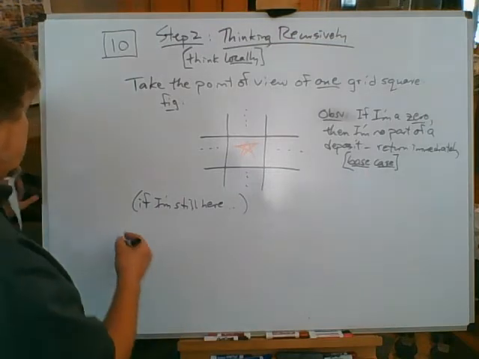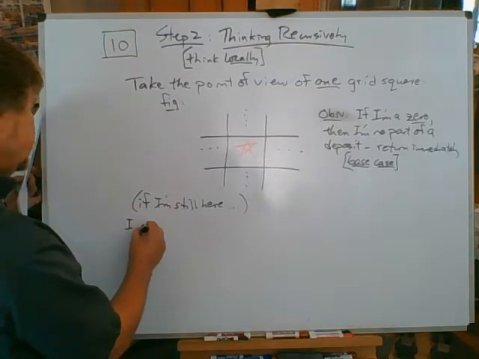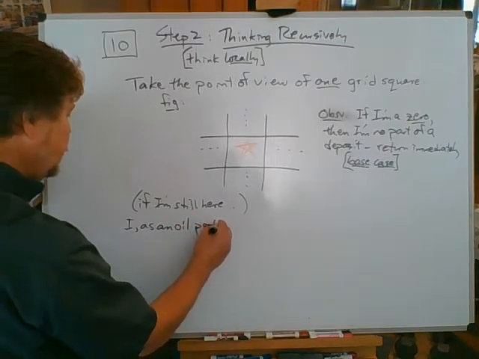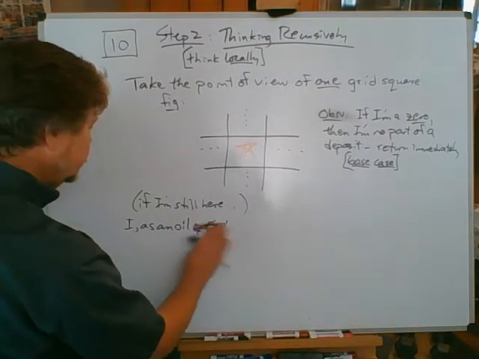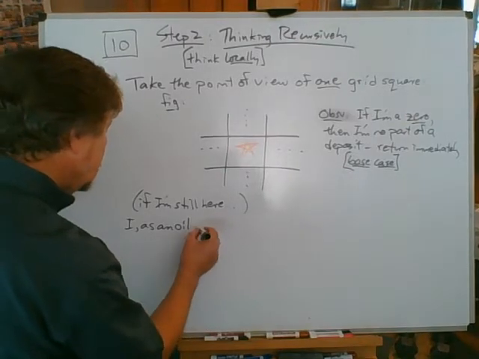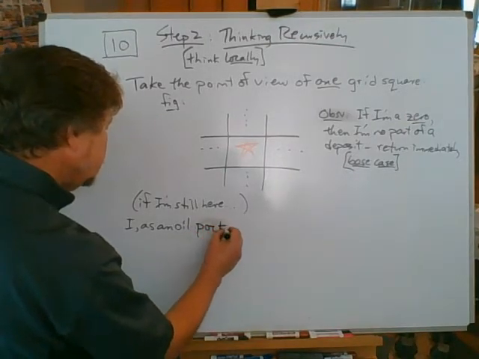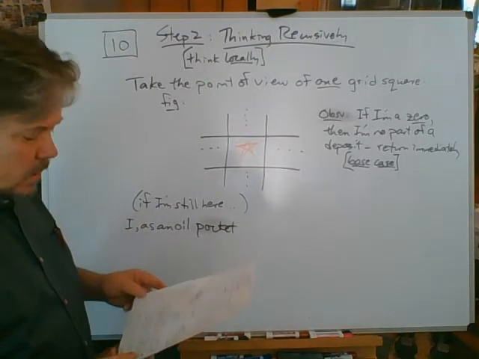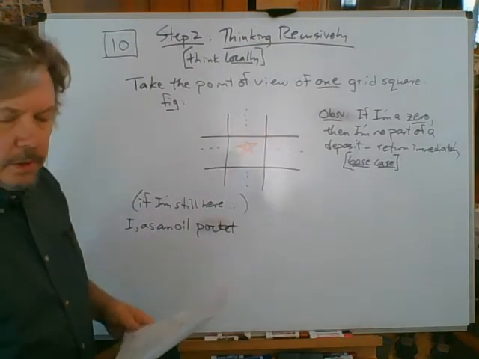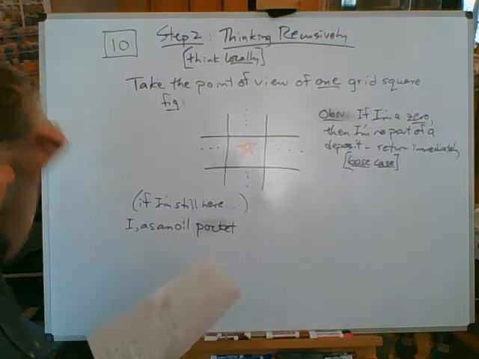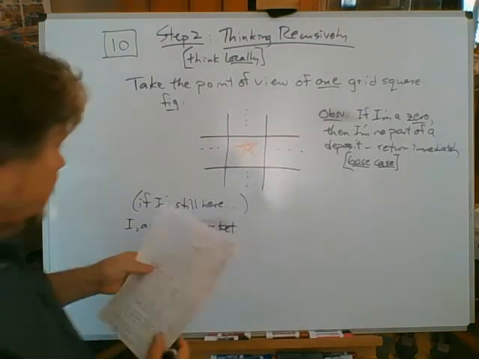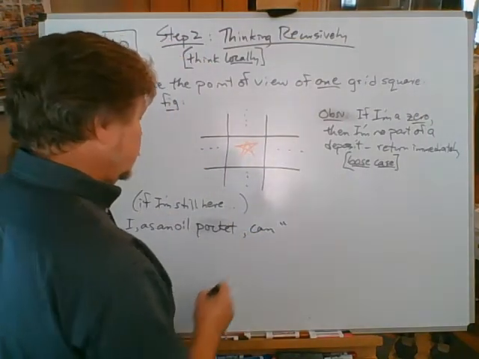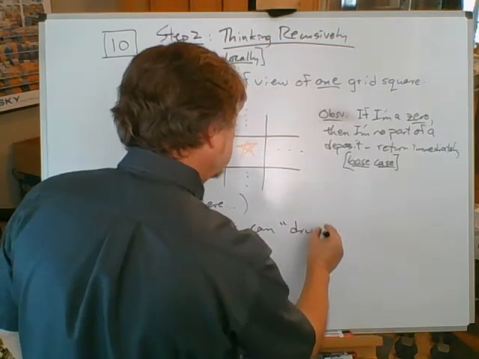And let's talk about me again. I, as an oil pocket, I hope I'm using that term correctly. I hope I can spell it correctly. I as an oil pocket, P-O-C-K-E-T. That means not only do I exist in the grid, I have oil. I am a 1. I know I'm a 1 because the only other possibility was I was a 0. I, as an oil pocket, can, I'll put this in quotes, this is not technical terms at all, can dry myself up.